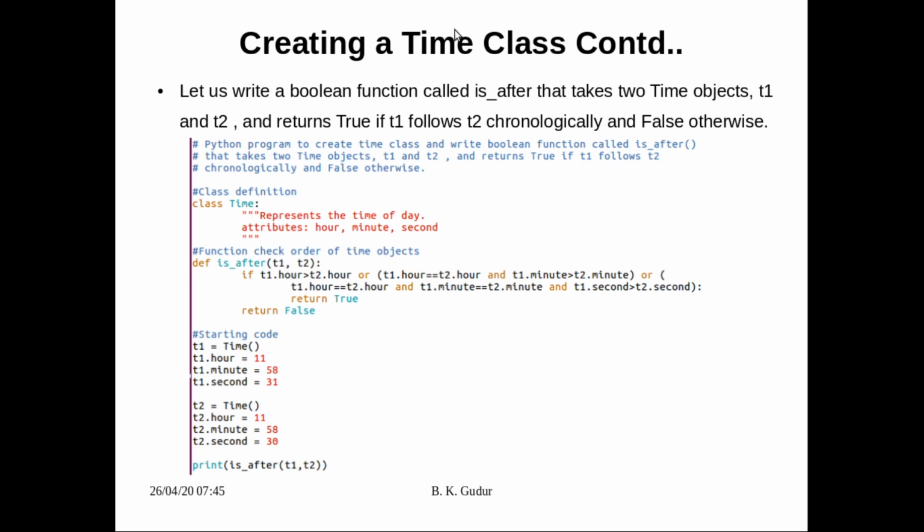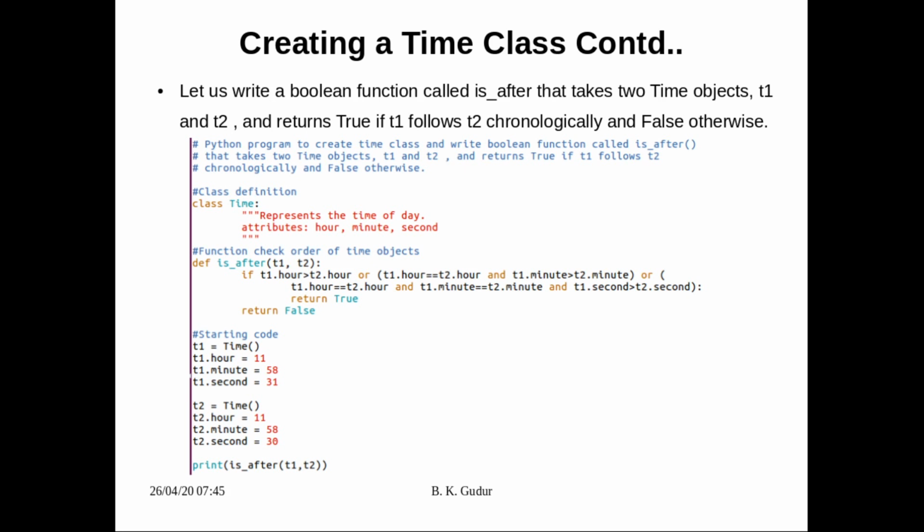Now let us write one more function, a boolean function called is_after, that takes two time objects t1 and t2 and returns true if t1 follows t2 chronologically and false otherwise. Means here we'll write one more function whose name is is_after. This function should take two parameters, t1 and t2, both time objects, and return true if t1 follows t2. Means t1 should be more than t2. That's the meaning of t1 follows t2.